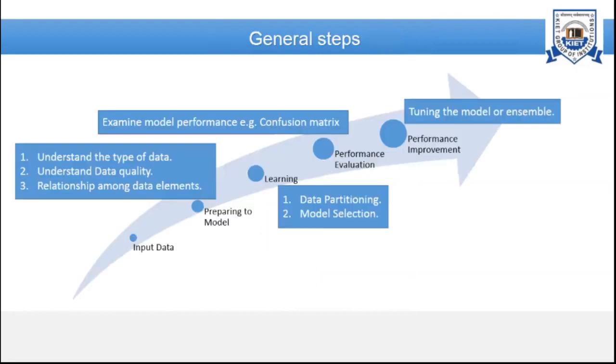When we talk about the general steps involved in machine learning, we have the input data, and from the input data, we have to prepare the model. From the model, we have to train the model, which we call learning. Then after training a model, we have to do the performance evaluation. Generally, the performance evaluation is done with the help of a confusion matrix. And finally, we have to tune the model, which we call performance improvement.